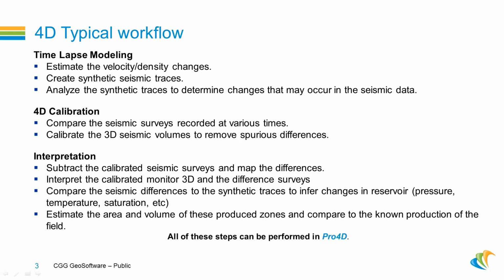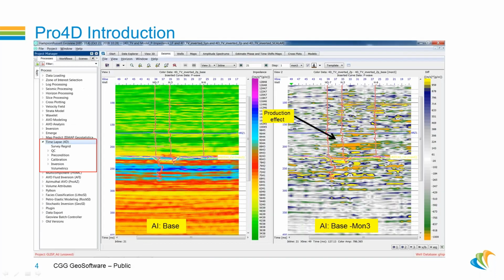All of these steps can be done in Pro4D, and Pro4D is part of the Hampson-Russell reservoir characterization tools. It's an integrated environment. This is the GeoView environment of Hampson-Russell. And you see, if you go to the processes, under the processes we have this time lapse, which is shown here. And I'm just showing here the acoustic impedance inversion for one of the 4D studies.